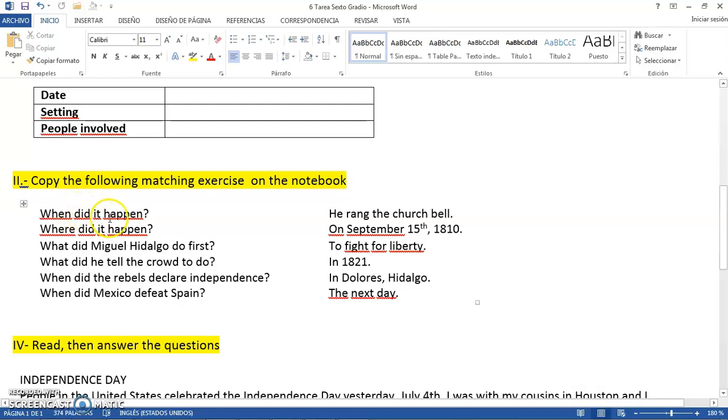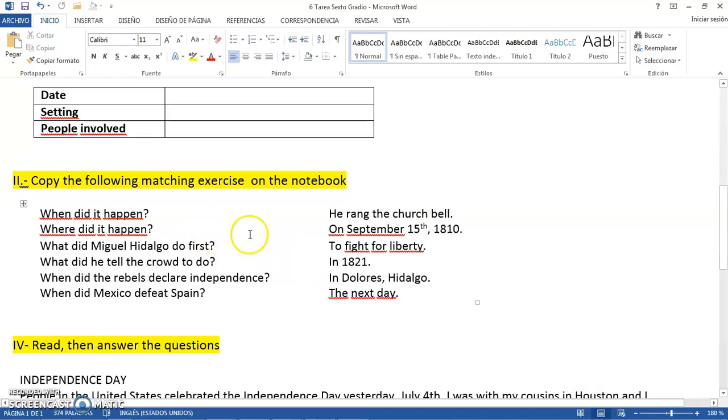When did it happen? Where did it happen? What did Miguel Hidalgo do first? What did he tell the crowd to do? When did the rebels declare independence? When did Mexico defeat Spain? So you're going to match it. You're going to make lines. If possible, do it in a different color so it can be easy for me to understand if you completed correctly the exercise or not.